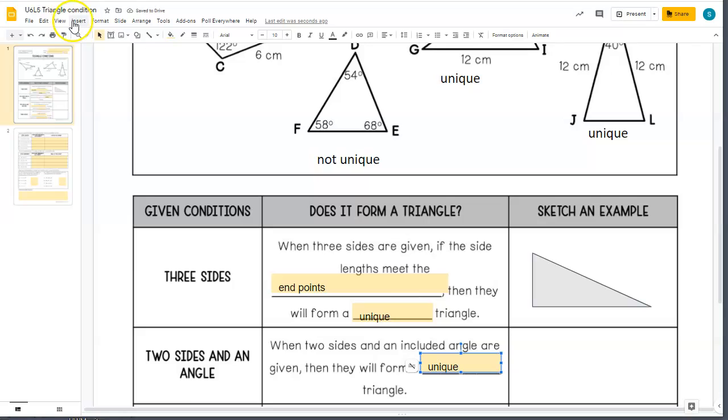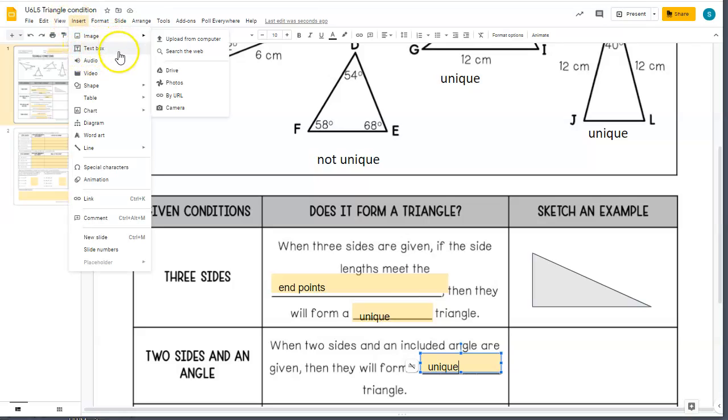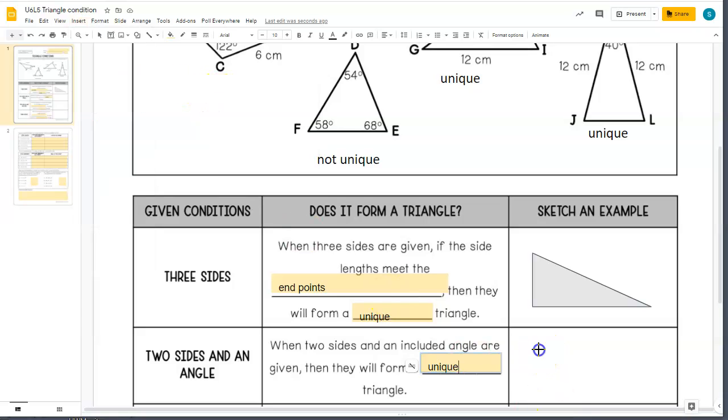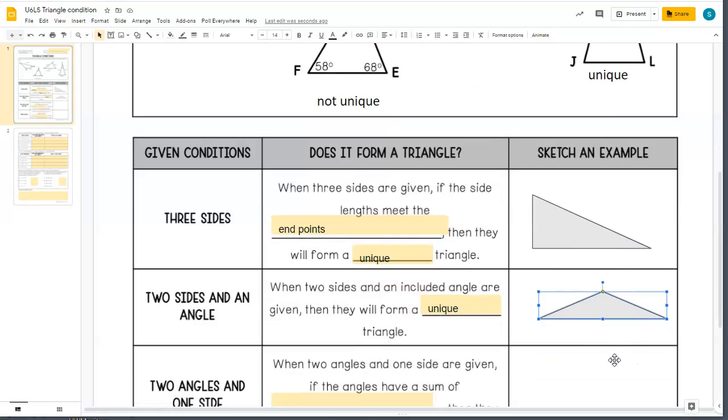So let's go ahead and insert a different triangle in there. So let's think about it. If we know two sides and an angle, well, okay, this is applicable only when that angle is in between the two sides that we know. So if we know a side, an angle, and a side, then we know that that is going to form a unique triangle.